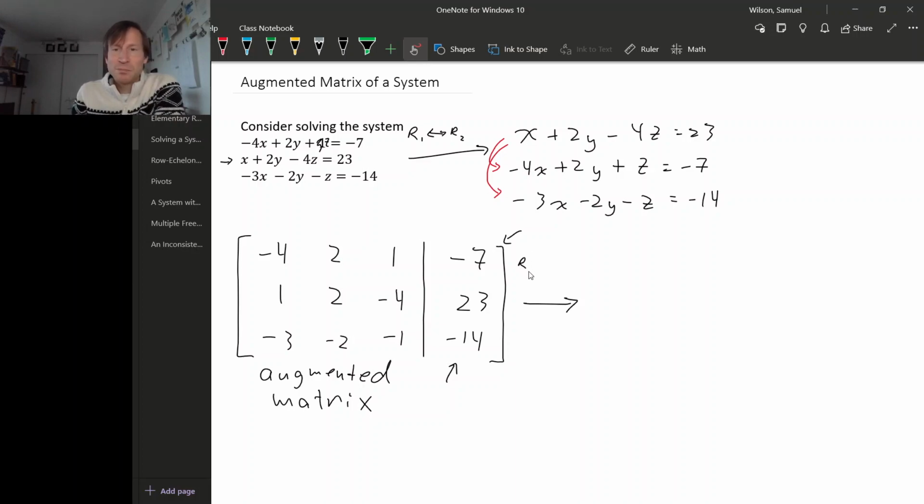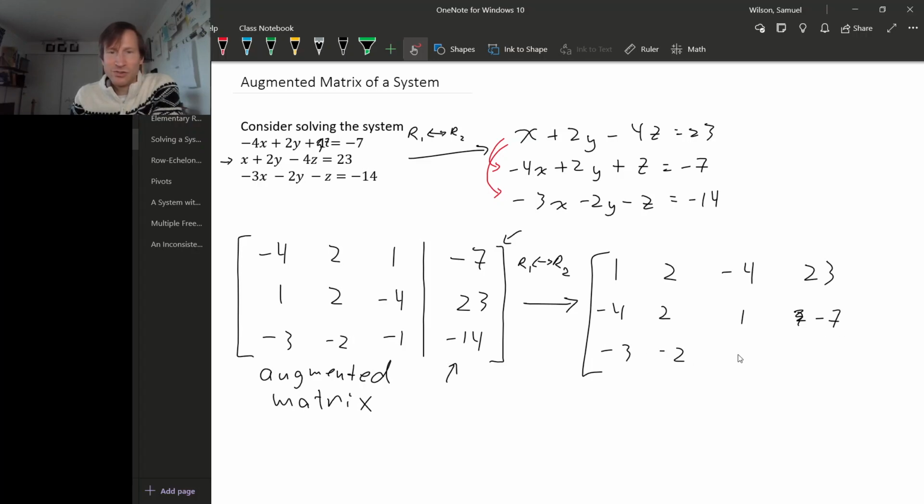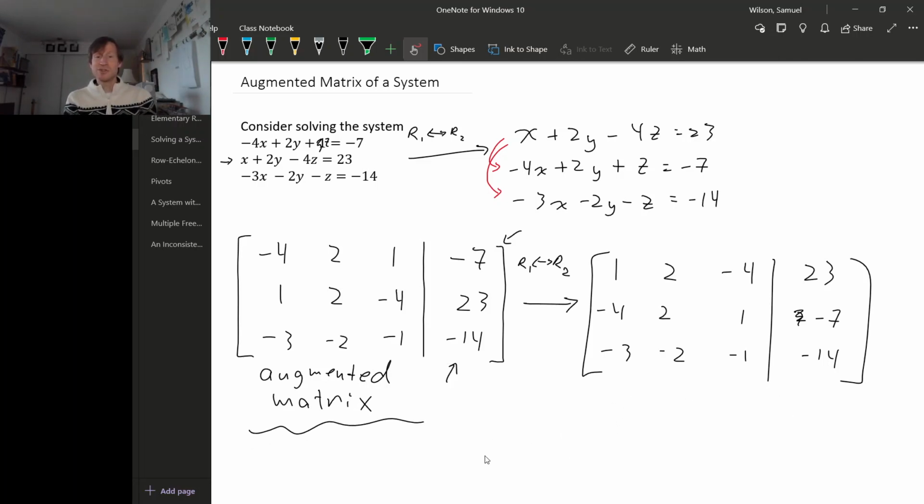So we can swap row 1 and row 2, just like we would have to begin with. So this gives us 1, 2, minus 4, and 23, and then minus 4, 2, 1, negative 7, negative 3, minus 2, minus 1, and minus 14, and so on, right?